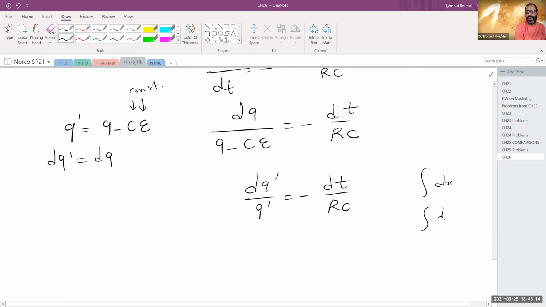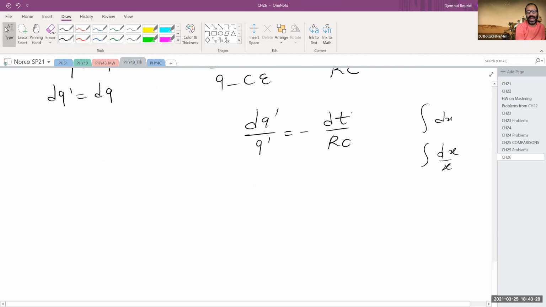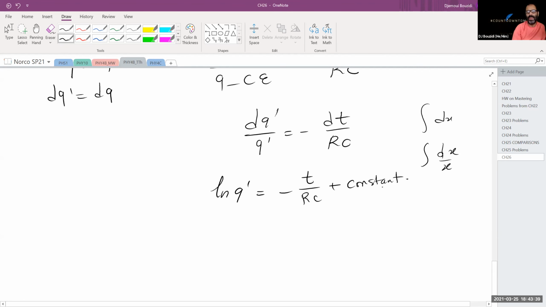So on one side, I have the integral of dx. On the other side, I have the integral of dx over x. Do you guys know what the integral of dx over x is? Isn't that just ln of x? That should be. That's very good. Thank you. So this is ln of q prime is equal to minus just t over rc plus a constant. That's because I'm just interested in basically the entire derivative. I mean, that's all. This is an indefinite integral.